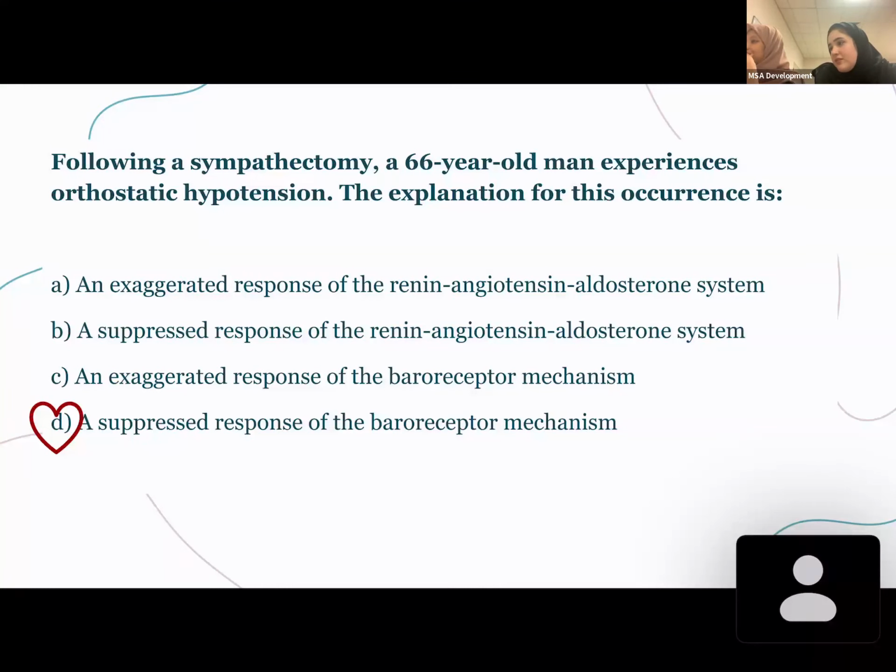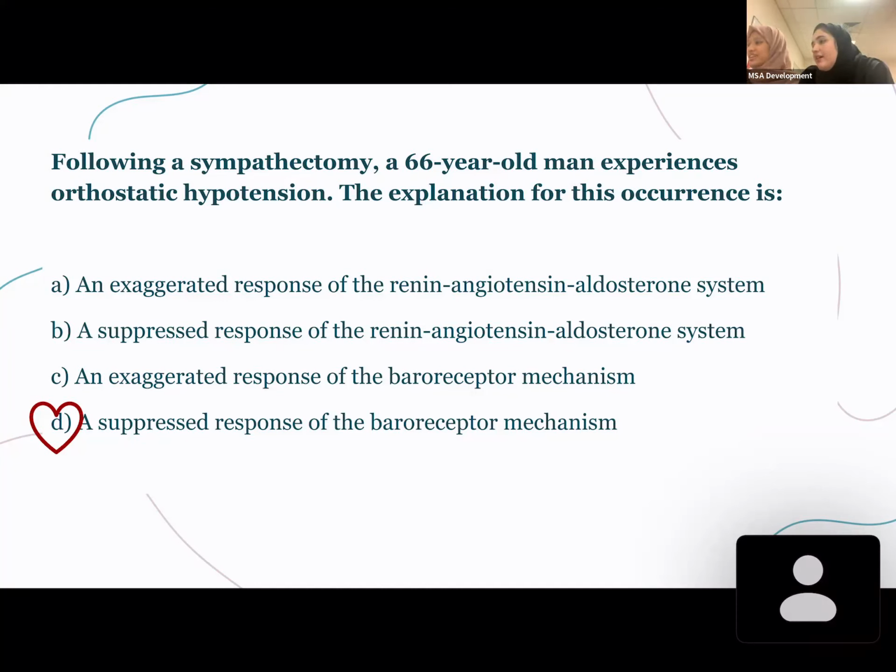But if no signals, wait, can you explain what you mean by baroreceptor supposed to stop? Yeah, that's exactly what's happening. Because we removed the sympathetic system activity, usually the sympathetic is going to activate the baroreceptor mechanism. So if we remove the sympathetic nerves, they're not going to get an activation. The baroreceptor is not going to work. So the parasympathetic nervous system will work all the time, and it's not going to have anything opposing it. So it's just going to be suppressed forever.